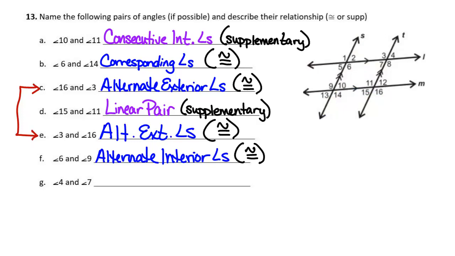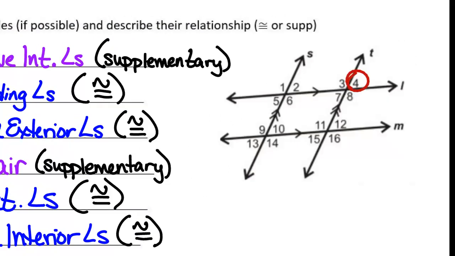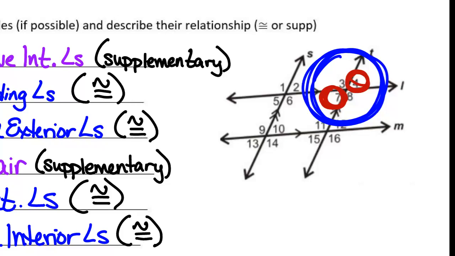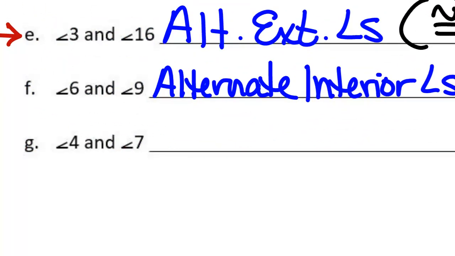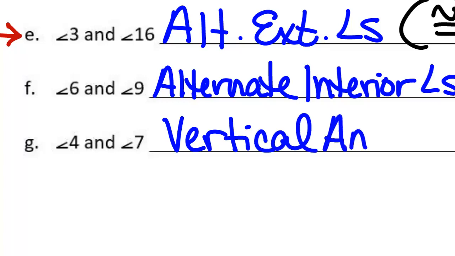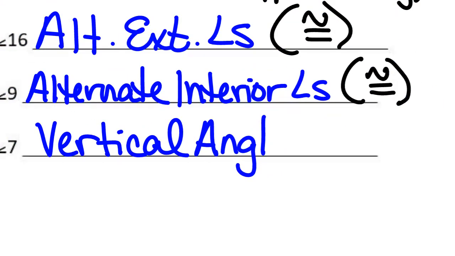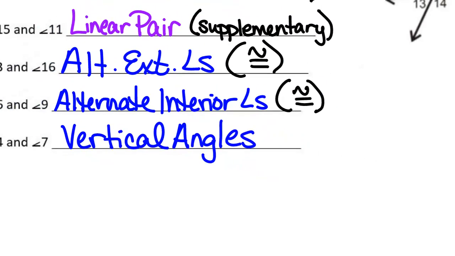All right, last one, 4 and 7. Here's angle 4. Here's angle 7. What do you notice about angle 4 and angle 7? They're vertical angles. They're bunched together. I only have 2 lines that are crossing there. Those are vertical angles. Vertical angles, congruent or supplementary? Congruent.